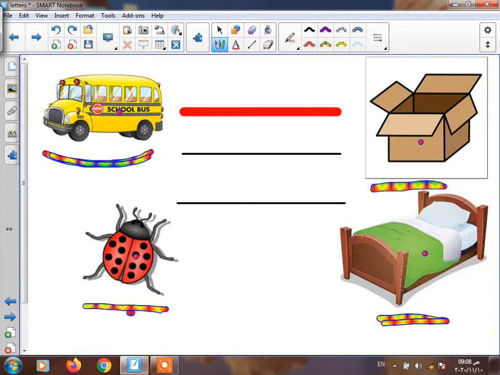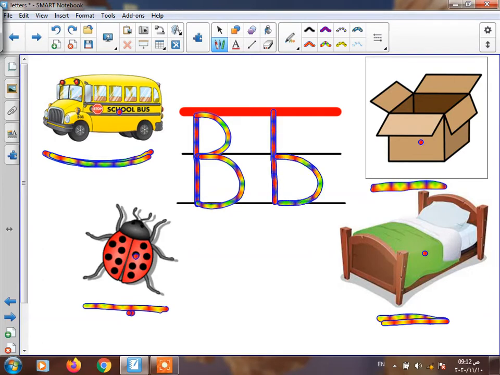Start with sound what, KG2? Start with sound B. Start with letter what? Yes, start with letter B. Okay, KG2. Who can tell me how can I write letter B? Line down, turn down, turn down again. And how can I write sound B? Line down, turn right. Okay, KG2?